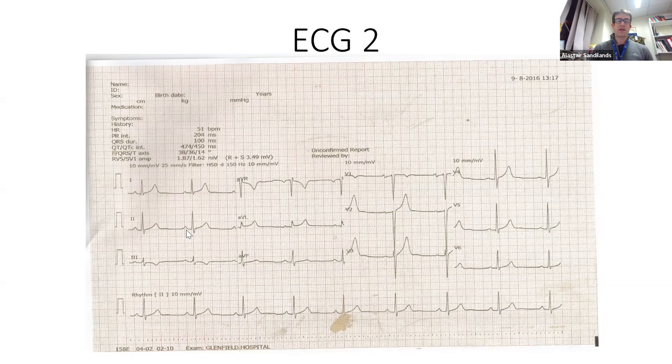Okay, now we look at our intervals. The PR interval is just at the upper limit of normal, five small squares. The QRS is narrow. The way of checking that is you could put a pencil over it and it disappears. If the pencil is put over it, the QRS is very narrow. Narrow QRS.